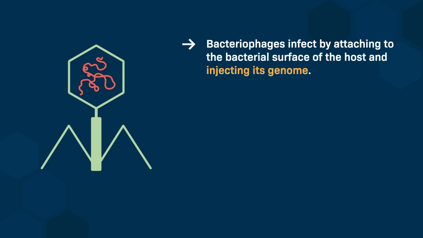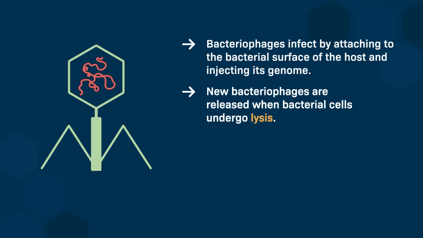Bacteriophages are simple units composed of structural proteins and DNA, and rely on the cellular machinery of infected bacteria for their duplication. They attach to the bacterial surface and inject their genome into a host cell. Once inside, the bacteriophage genome directs the production of many new virus particles within the bacterium. These newly produced bacteriophages are then released when the bacterial host cells undergo lysis.